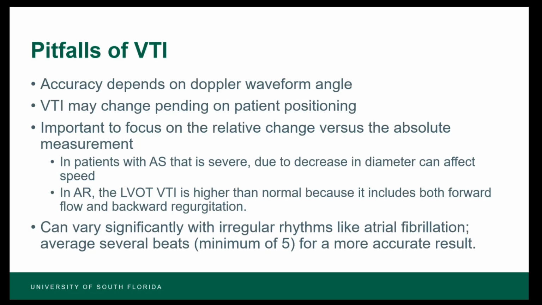And finally, it can vary significantly with arrhythmias. There can be a lot of beat-to-beat variability in your stroke volume in arrhythmias. So if you're doing this in, let's say, a patient with AFib with RVR, you want to average this across multiple beats in order to get a more accurate result of what's going on. Next slide.